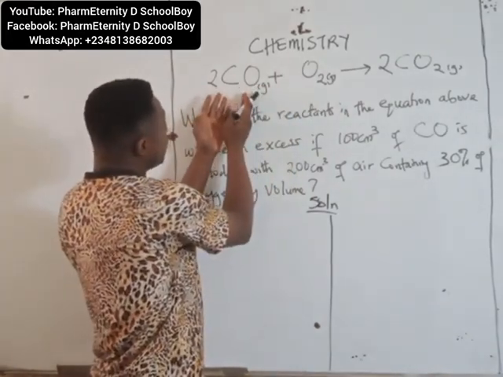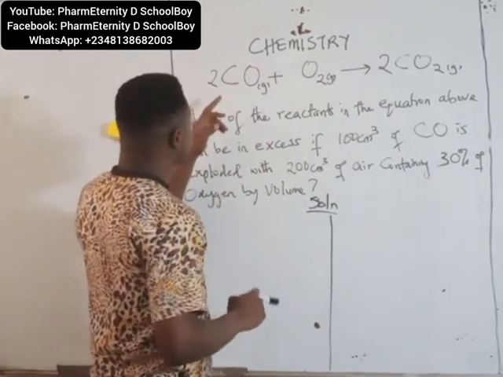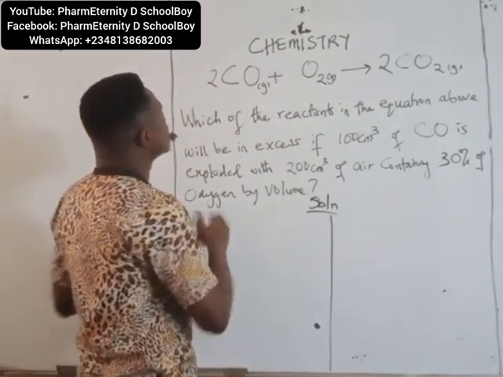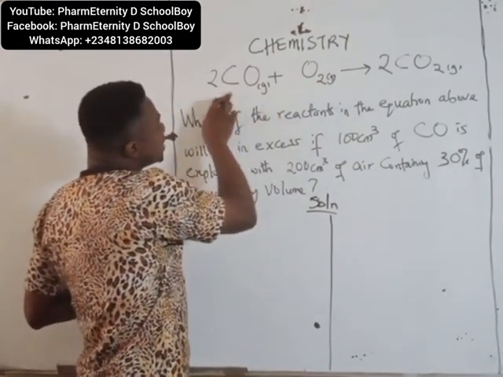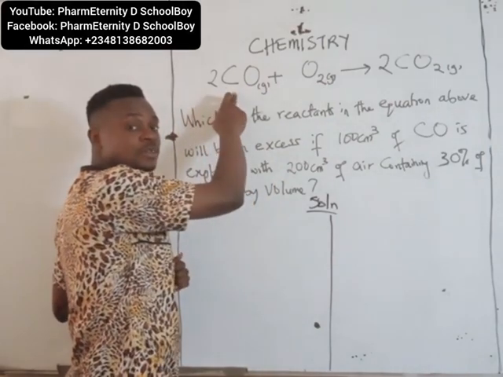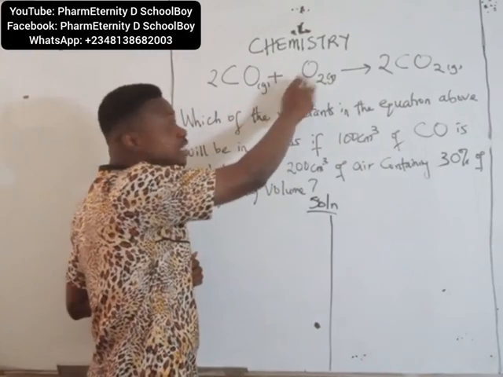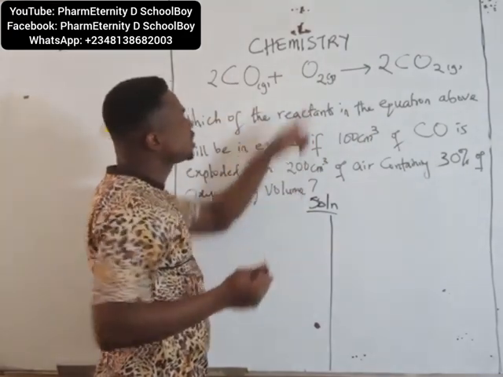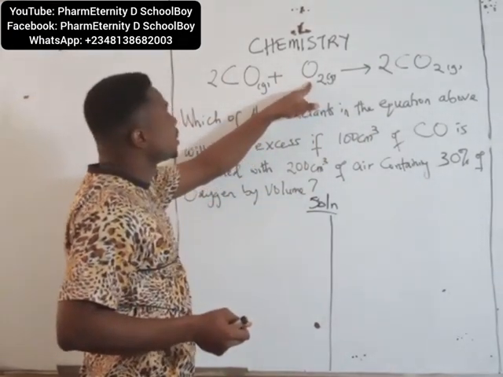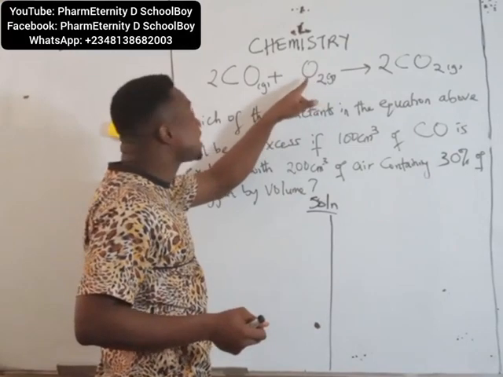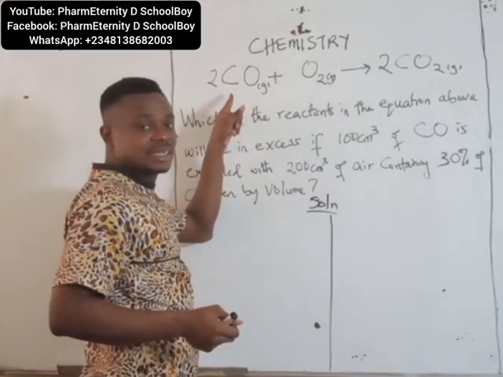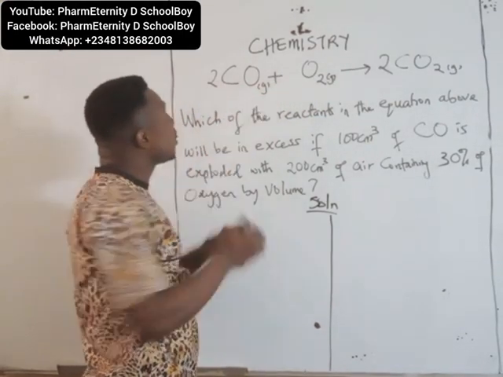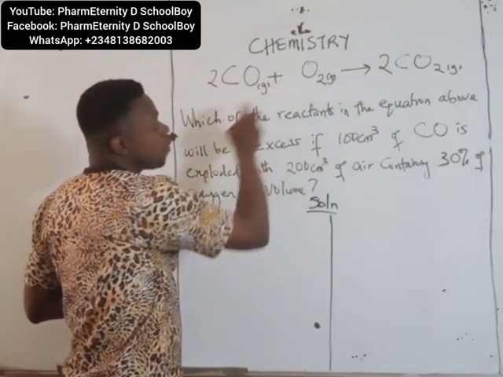Using gases, carbon 2 oxide and oxygen, for example, irrespective of the amount of oxygen, there's a fixed amount of carbon 2 oxide that is exploded with air containing a particular percentage of what? Oxygen. Irrespective of the volume of oxygen in this air, the volume of oxygen that will react with this fixed volume of carbon 2 oxide depends on their ratio of combination.